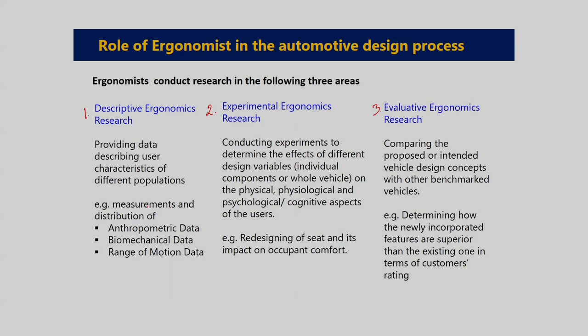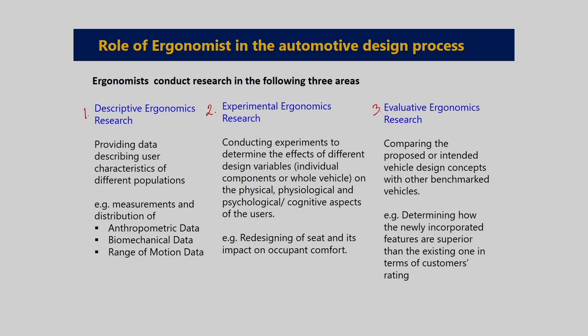In automotive scenario, we can take the example of measurement and distribution of anthropometric data, biomechanical data, range of motion data of the driver, passenger, as well as the people who are working in the factory shop floor or in the assembly line. In experimental ergonomics research, ergonomists or ergonomics engineers conduct experiments to determine the effects of different design variables, individual components or whole vehicle on the physical, physiological, psychological, cognitive aspects of the user.